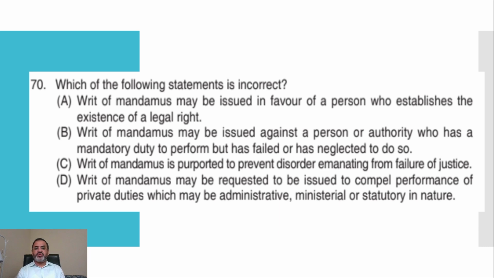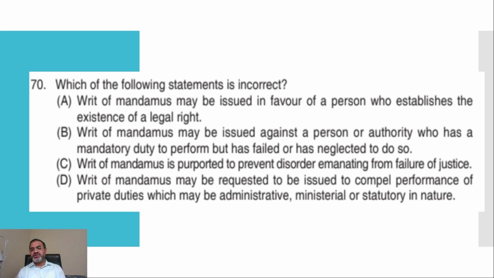Another important thing that we have to keep in mind is that your prior knowledge or familiarity with a particular legal concept may actually mean that you know more than what the passage is telling you. But we must keep in mind that your answers are to be derived from the passage, and therefore you should not be supplying additional information on that concept based on your reading or familiarity. So clause C, writ of mandamus is purported to prevent disorder emanating from failure of justice. This may actually be true, but so far as the passage is concerned, there is nothing of this sort written in the passage. So therefore, we will rule out clause C as incorrect.